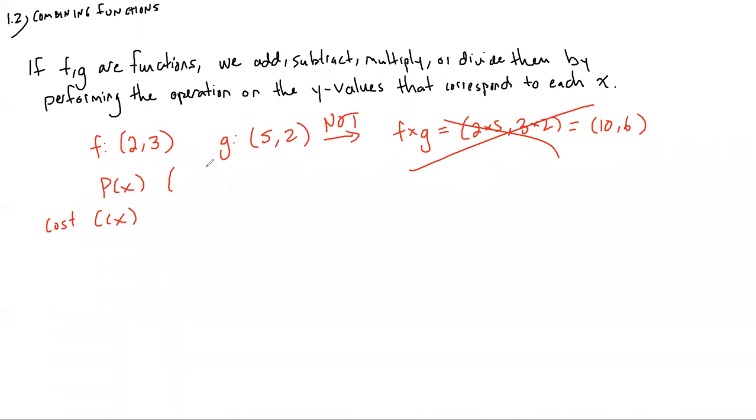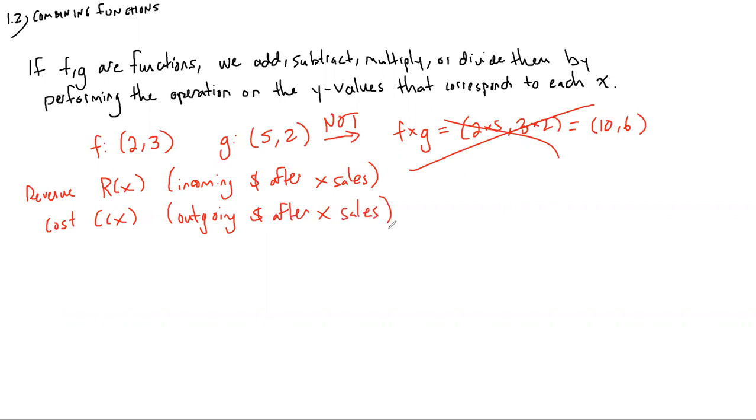So if you know your economics a little bit, let's say we have a revenue function. So this represents incoming money after x sales, and this would be outgoing money after x sales. So if we want to actually get the profit, it's revenue minus cost. But the x stays the same.